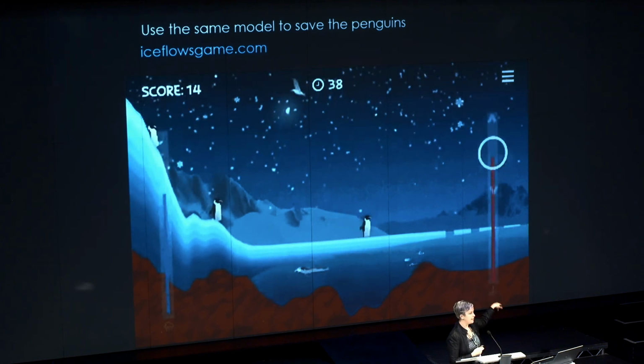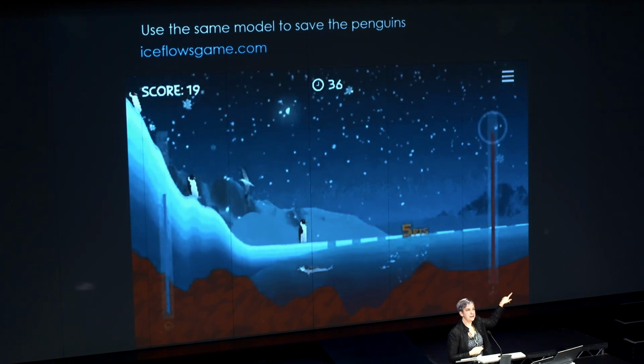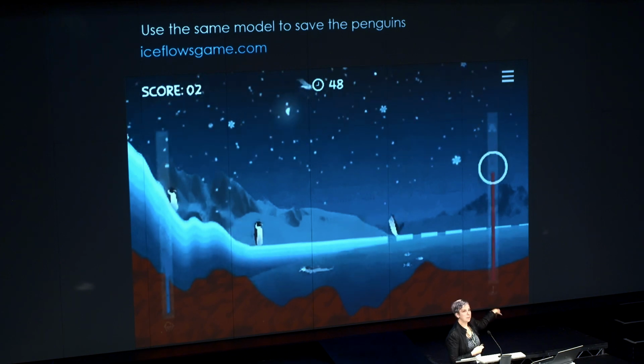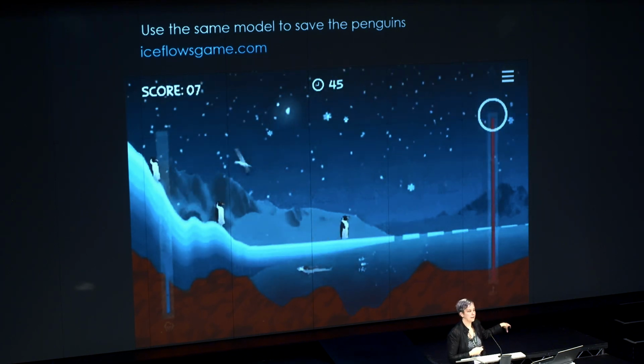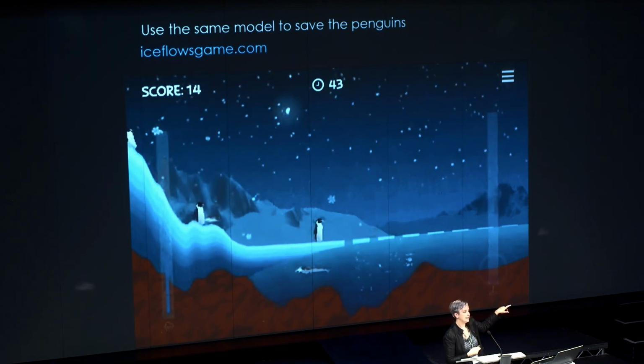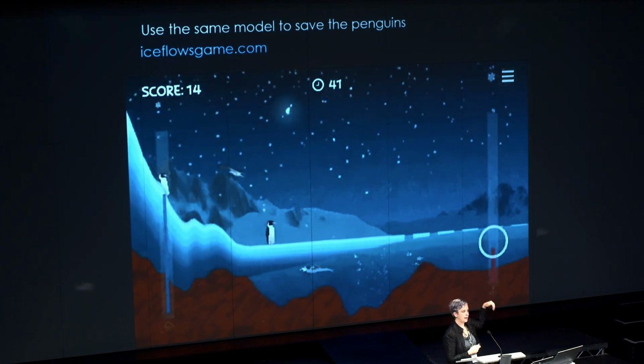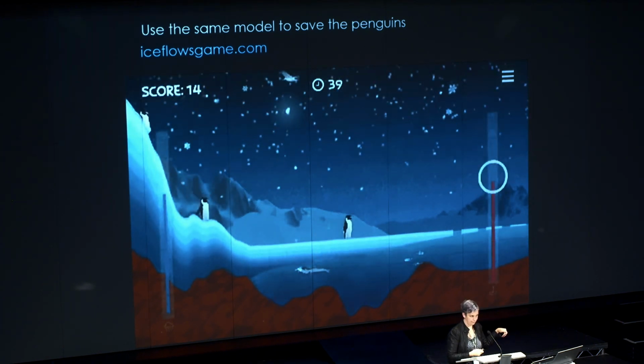And what's happening on the right, this is just a demo, is it's changing the ocean temperature to affect how much the ice is melting from underneath. And so the more melting you get, the shorter that ice shelf gets, and the penguin drops off and gets eaten by the seal.